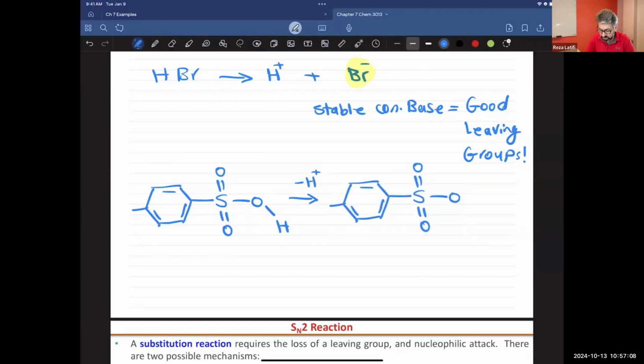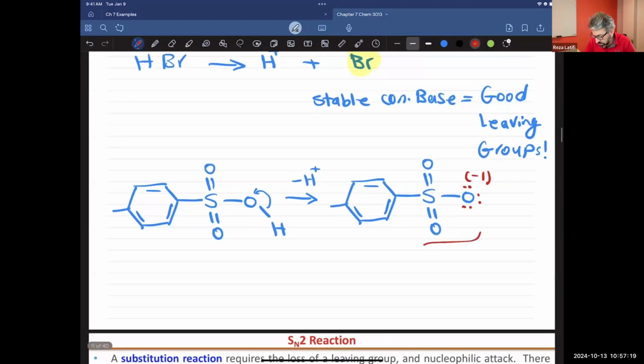Now we have oxygen. Oxygen is going to take those 2 electrons, and oxygen is going to have 3 lone pairs. So this one will be -1. This group, the name for it, we call it tosylate, and we show it by OTs. OTs is a really good leaving group. Why is OTs such a good leaving group?